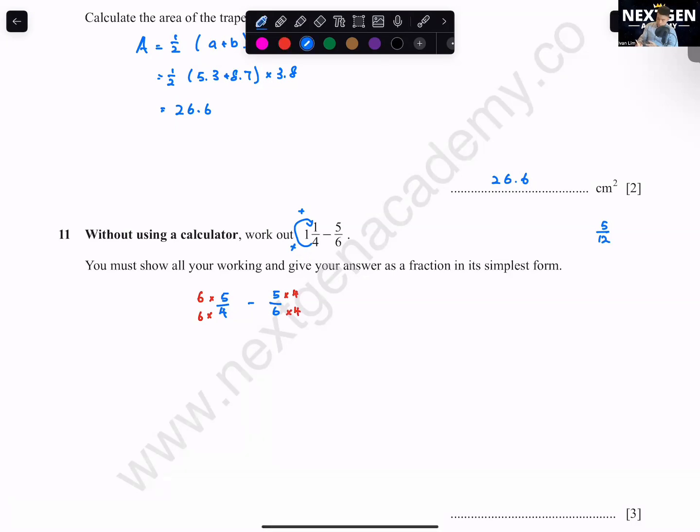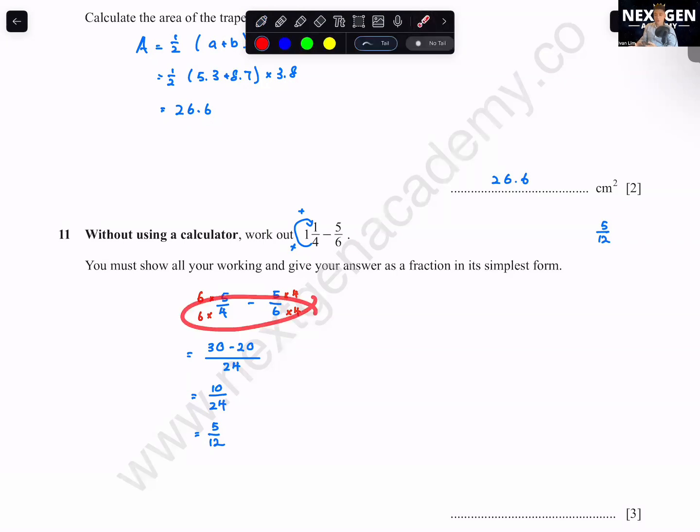So your answer here, you get 30 minus 20 over 24, which gives 10 over 24. You divide it by 5. 5 over 12. Sorry, divide by 2. Oh yeah, sorry, teacher, you're smarter than teacher. Use 12, actually easier. Your lowest common multiple is 12.